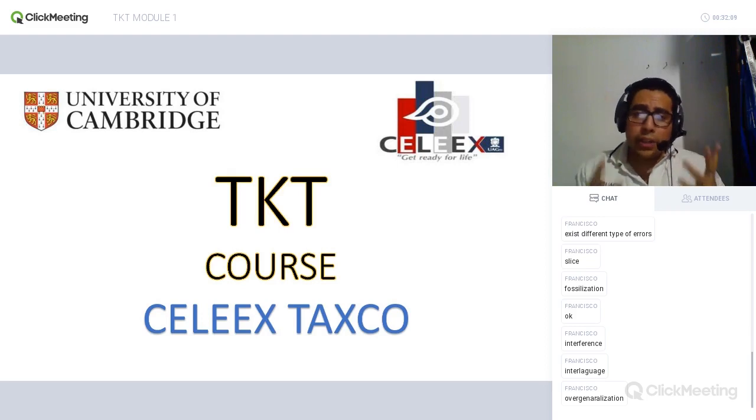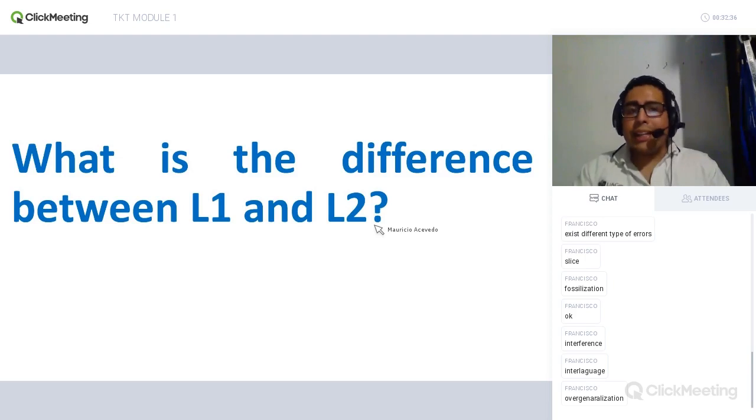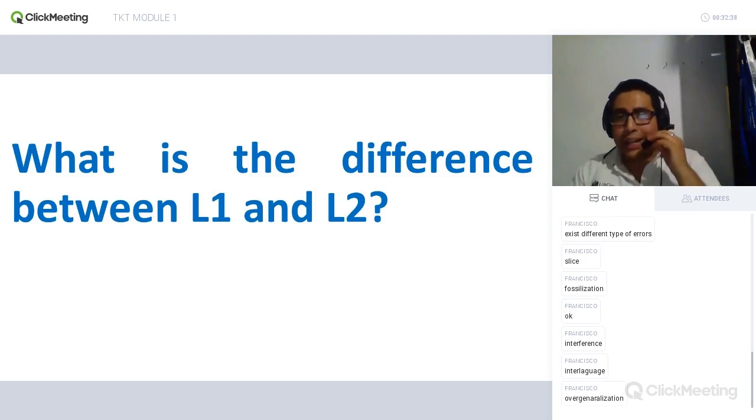And we were talking that errors are part of the learning process. If you make a mistake, you can learn from that mistake. Okay, so it's not something bad, according to the level. Maybe in basic there is not much problem, but if you are in a higher level, then you might have a problem, because that means that you need to be more accurate with the language, right? But never mind. And we also saw something about the differences between L1 and L2.